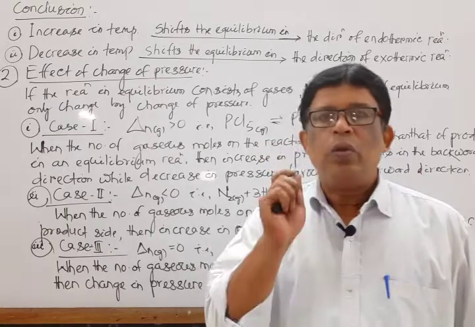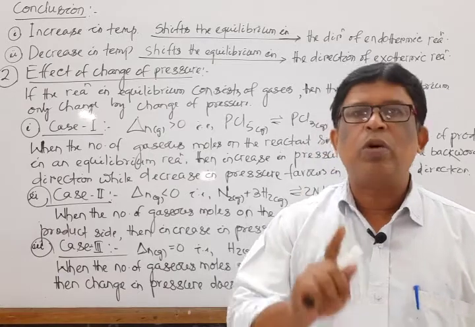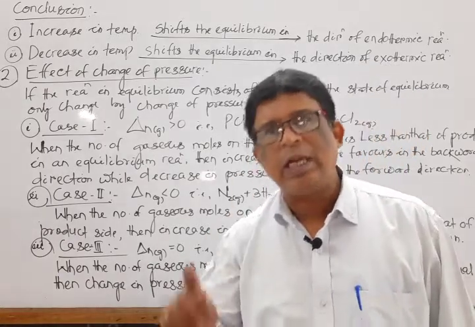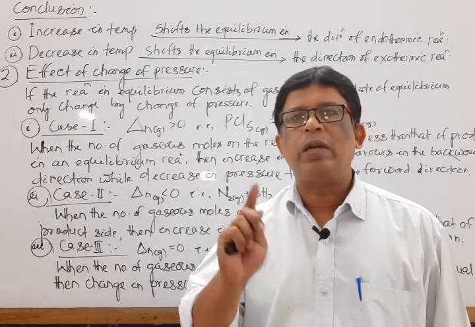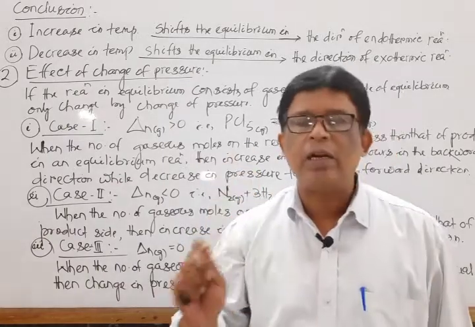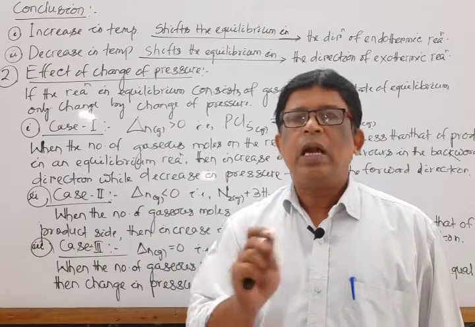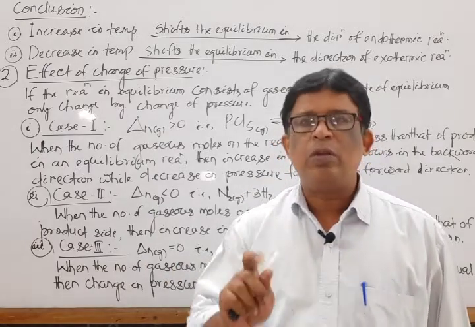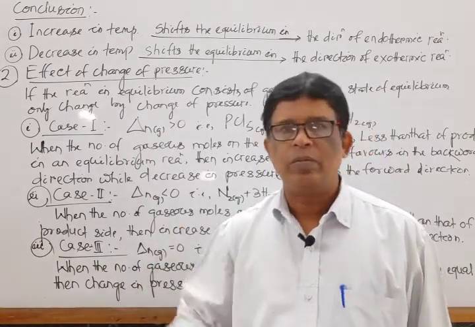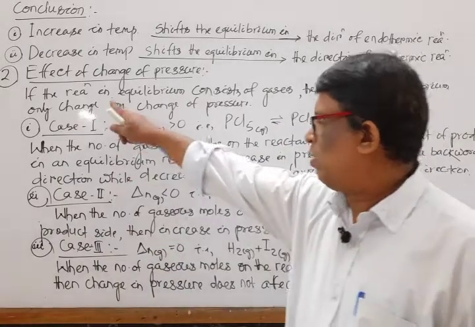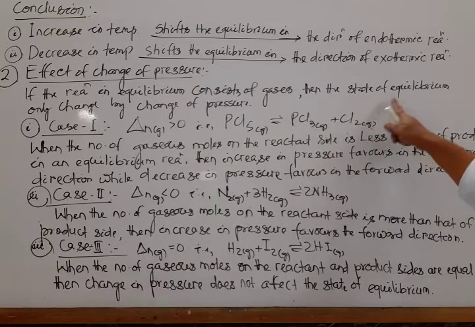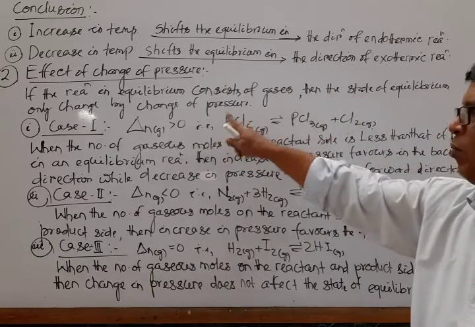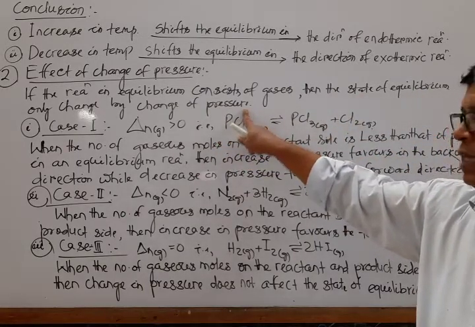Case 1, when the total number of gaseous moles of the product species is greater than that of the reactant species. Case 2, total number of gaseous moles of the product species is less than that of the reactant species. And third one is number of gaseous moles of the reactant and product species same. Discuss one by one. Point 1, mark that if the reaction in equilibrium consists of gases, then the state of equilibrium is decided by change in pressure.